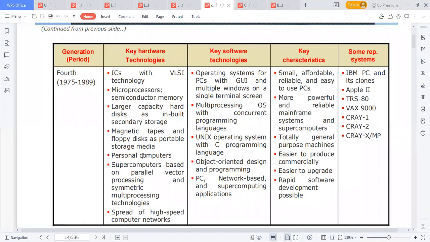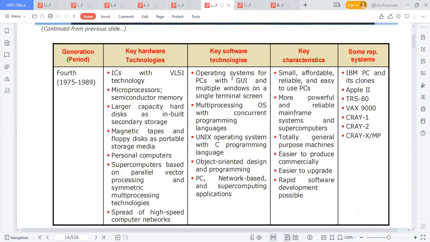Personal computers used everywhere are the main feature and key hardware technology of the fourth generation. There were also supercomputers based on parallel vector processing and symmetric multiprocessing technologies, and high speed computer networks. That means the speed of computers increased. So these are the main key hardware technologies.